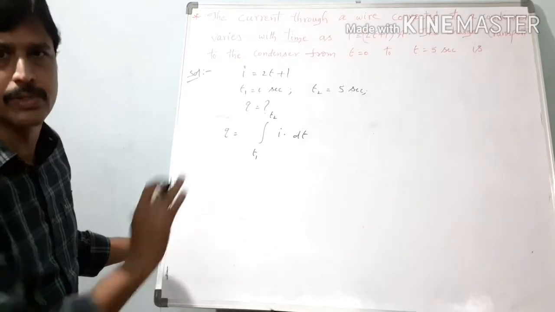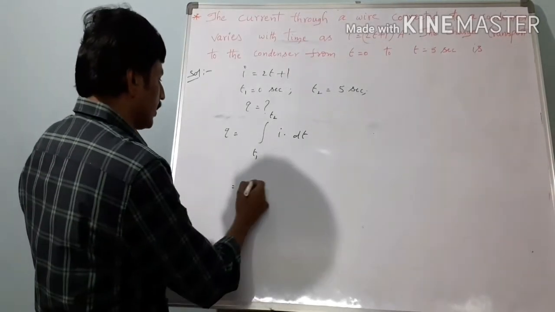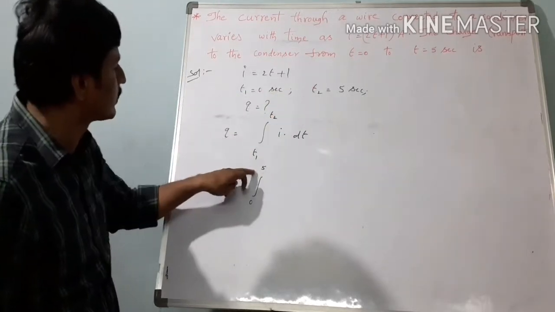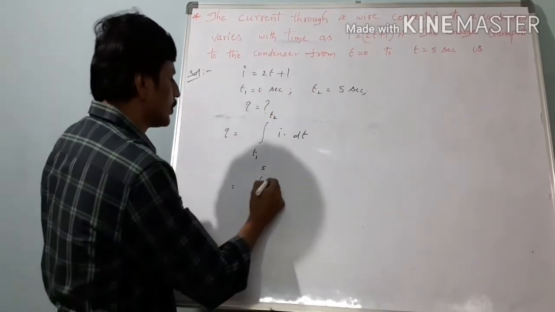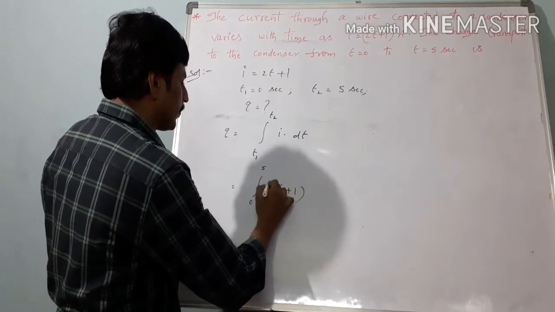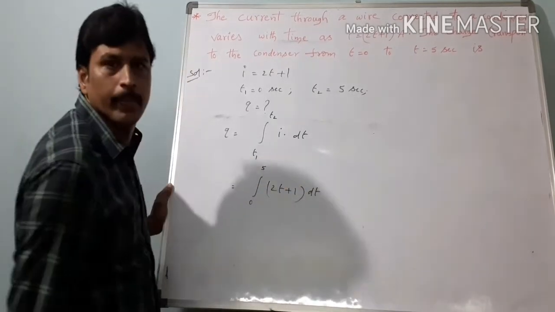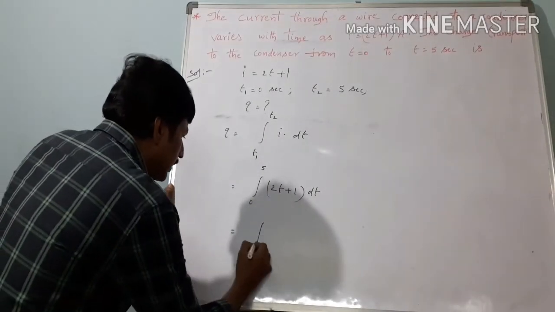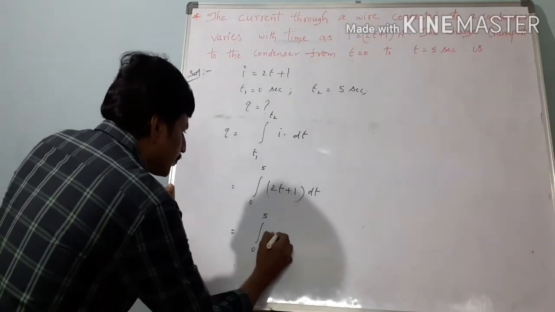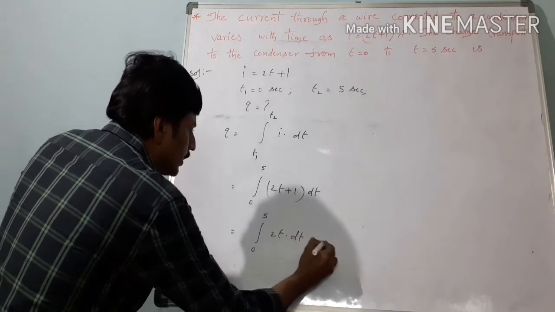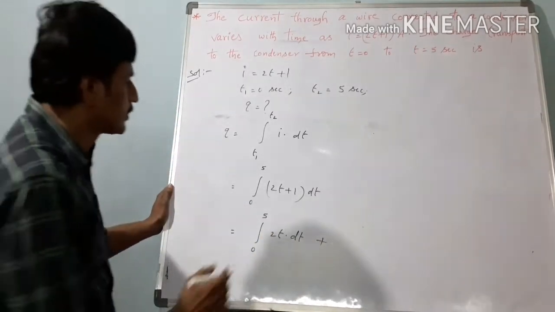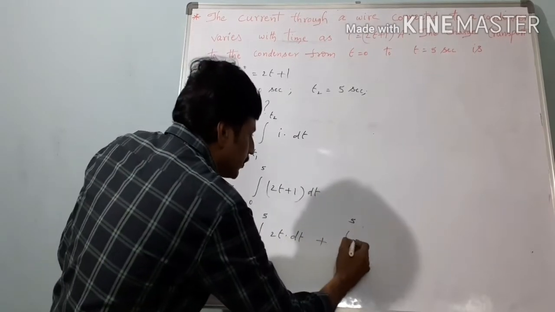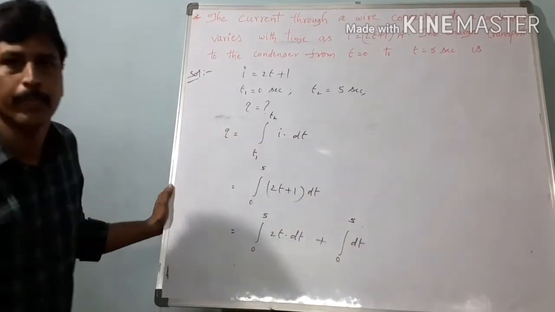Substituting these values in this formula: integral of 0 to 5, t1 means 0, t2 means 5 seconds, I means 2t plus 1, into dt. It can be written as integral of 0 to 5 of 2t dt plus integral of 0 to 5 of 1 dt, which means dt.